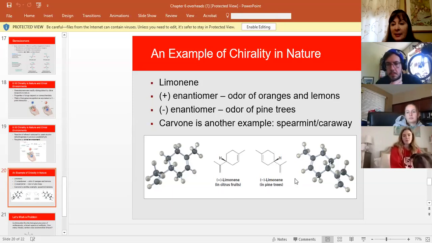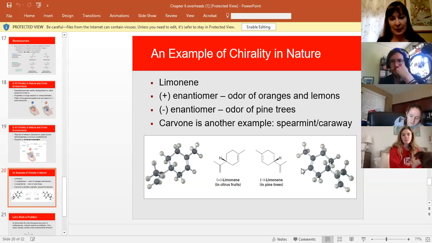Those plus and minus signs are some very, very old nomenclature that people used to use before we knew that there was such a thing as R and S enantiomers, okay? So limonene, if you buy it, you can still buy plus limonene or minus limonene. The plus smells like citrus, the minus smells like pine trees. It's a really old nomenclature, but that's not the one that we're going to use. We're going to use R and S, okay?